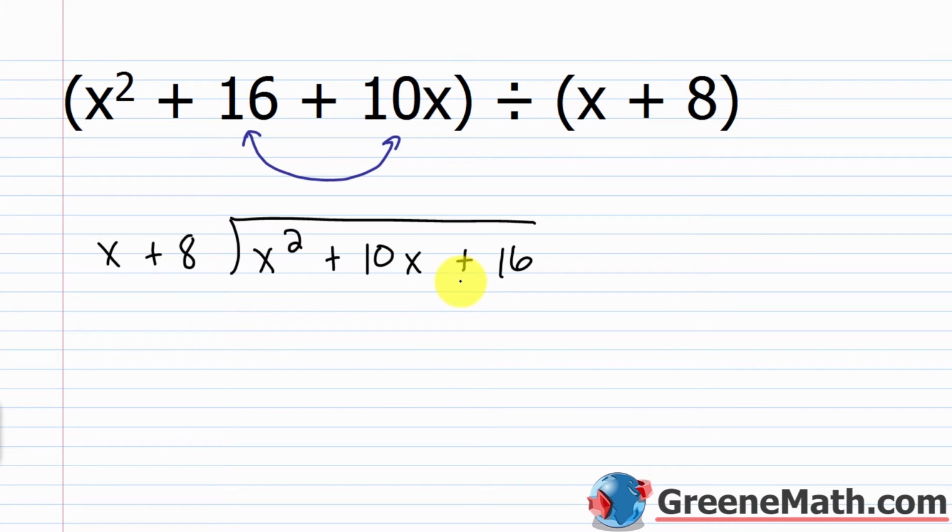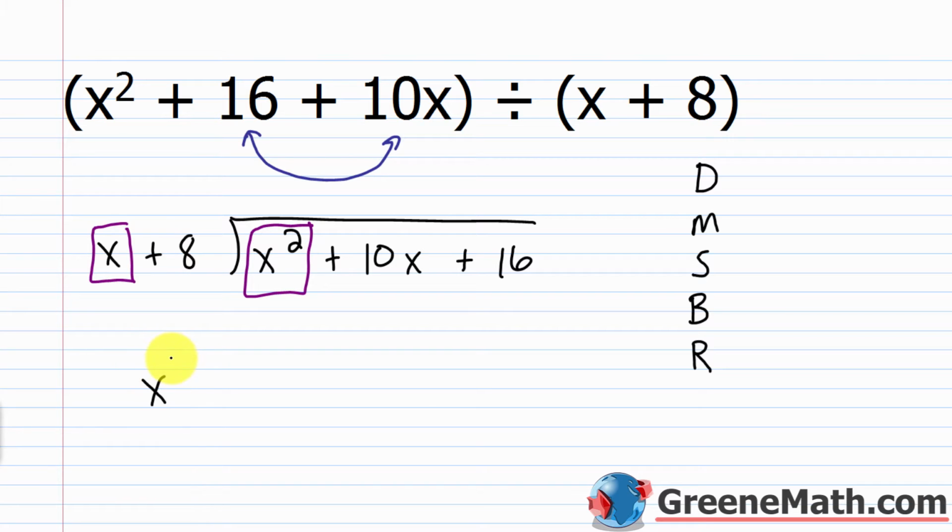Now, we just go through the normal way, right? So let me write this down again. We have divide, multiply, subtract, bring down, repeat, or remainder, right? Dad, mom, sister, brother, rover. So again, I start out by saying leading term into leading term, okay? I'm not involving that plus 8, okay? Not doing that. So what is x squared over x? We know that one of these would cancel with this, and I just have x to the first power.